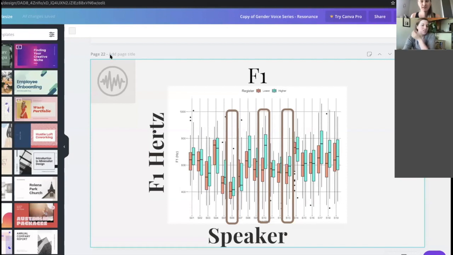Somebody asked, silly question, but what are the dots on this type of graph? The dots are outliers. So they could be measurement errors. In some cases they probably are.